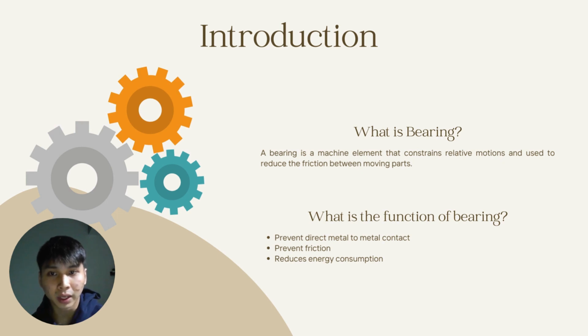So, what is the function of bearing? The main purpose of bearing is to prevent direct metal-to-metal contact between two elements that are in relative motion. This prevents friction, heat generation, and ultimately the wear and tear of parts. It also reduces energy consumption as sliding motion is replaced with low friction rolling. Besides, they also transmit the load of the rotating element to the housing. The loads could be radial load, axial load, or a combination of both.